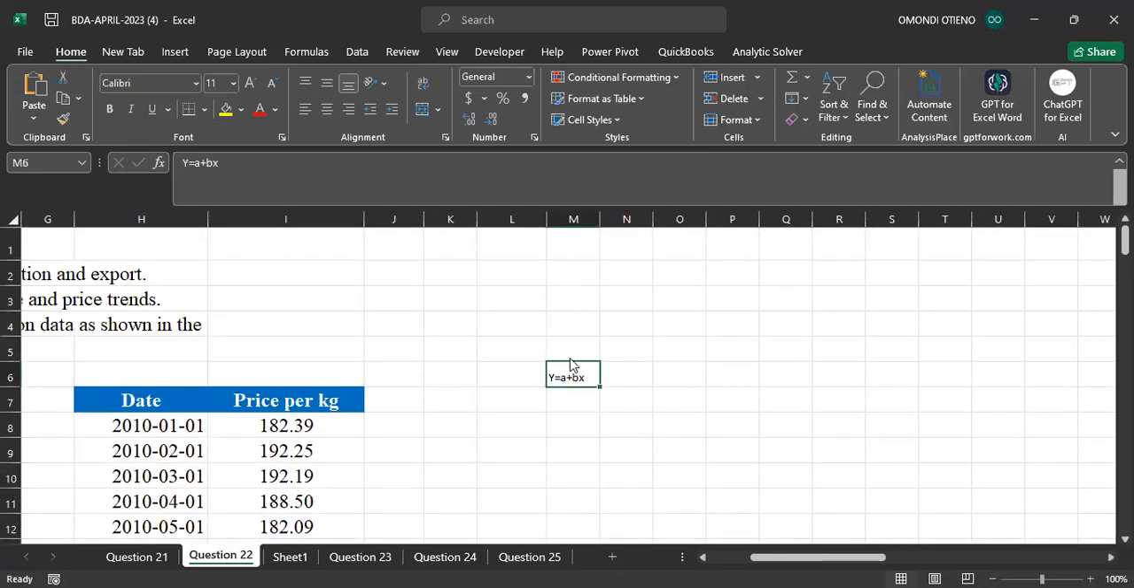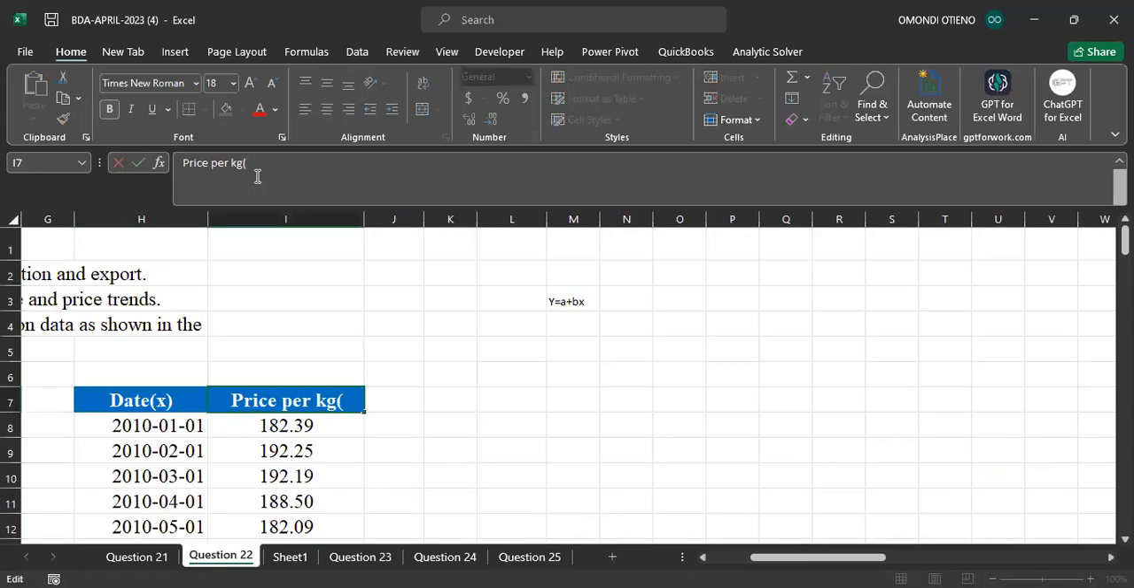So the first thing we need to do, we identify x. Which one will be x? Is it date or price per kg? Tulisema date ndio x, right? Tulisema date ndio x. Na tukasema price ni y. So price is dependent on that. So let's come and get the value of b.